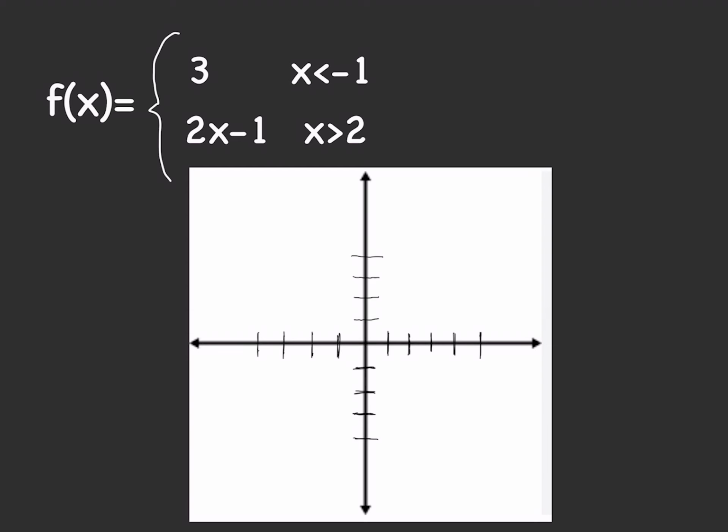So when it says f of x, what you really want to think of that as is y equals. And think of it as we're doing two separate y equals equations. So the first one, where it says 3, I'm going to write y equals 3. I'm going to be graphing that line.